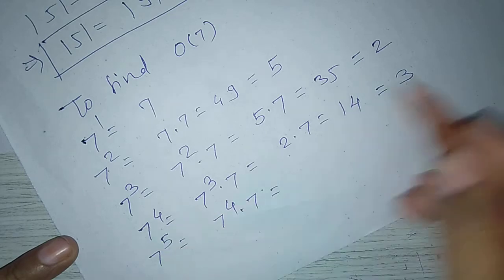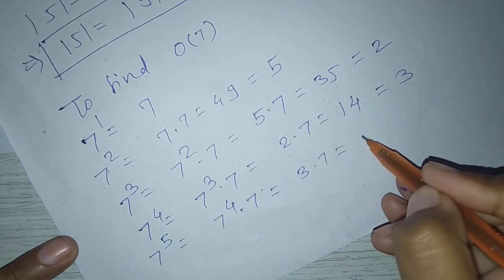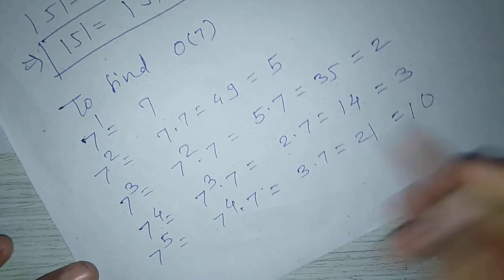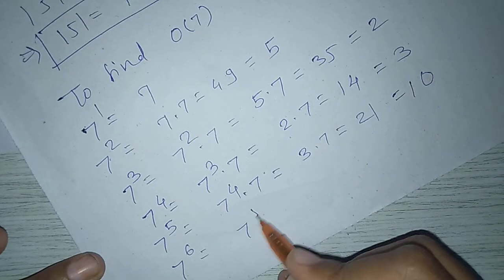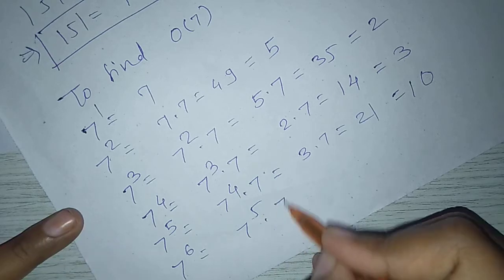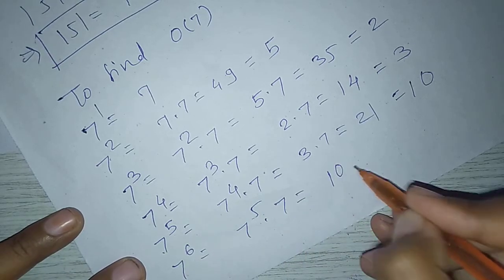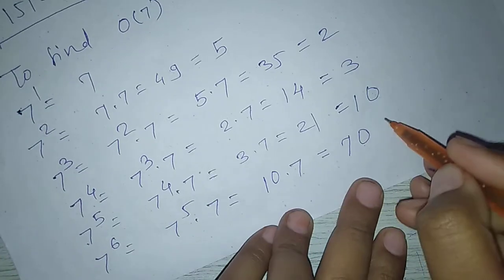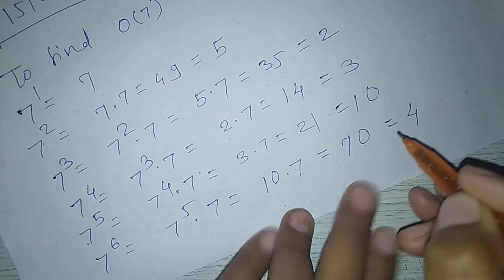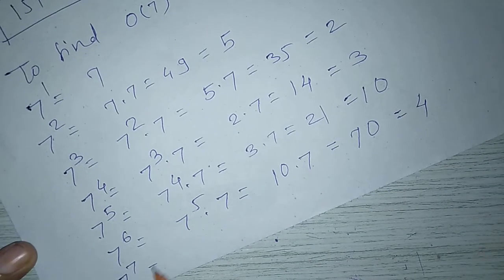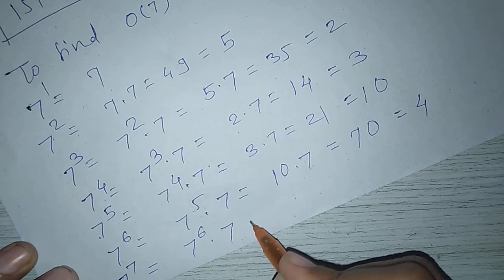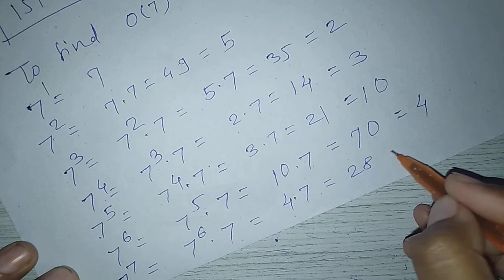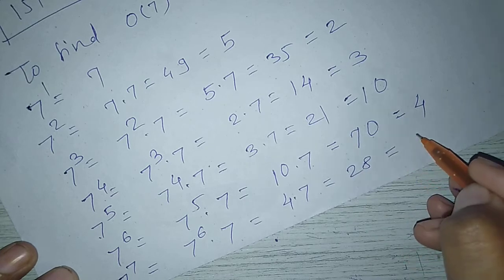7 raised to 5 equal to 7 raised to 4 into 7. We get 7 raised to 4 is 3, 3 into 7 equal to 21 under modulo 11. 21 equal to 10. 7 raised to 6 equal to 7 raised to 5 into 7. 7 raised to 5 is 10, 10 into 7 equal to 70 under modulo 11. 70 equal to 4. 7 raised to 7 equal to 7 raised to 6 into 7. 7 raised to 6 is 4, 4 into 7 equal to 28 under modulo 11. 28 is 6.